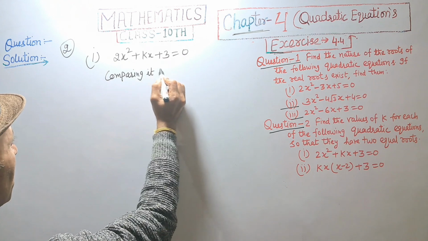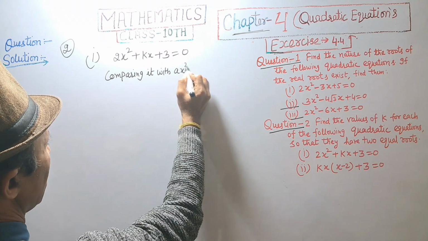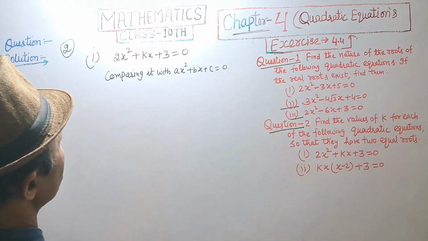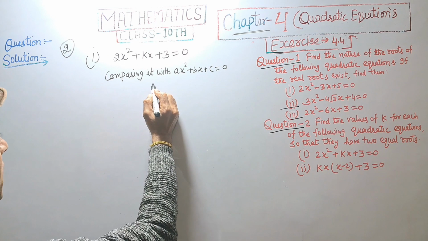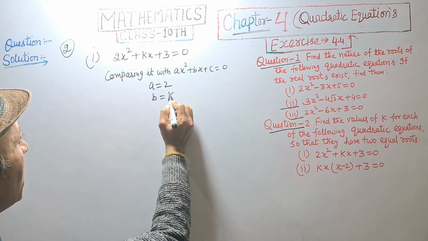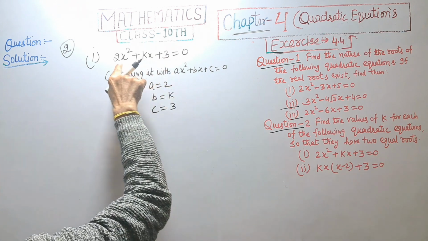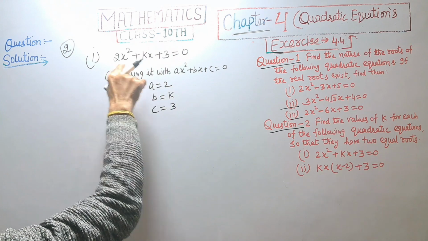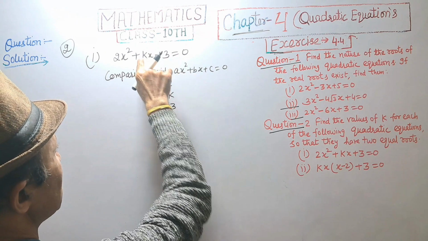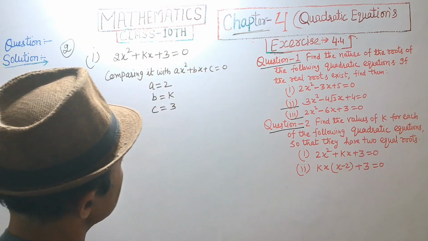Comparing it with ax square plus bx plus c is equal to 0, a is equal to 2, b is equal to k, c is equal to 3. a is equal to the coefficient of x square, that is 2, b is equal to the coefficient of x, that is positive k, and c is equal to the constant number, that is 3.